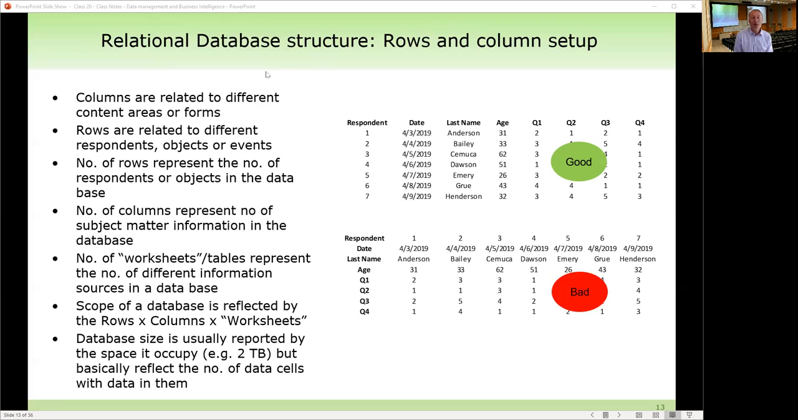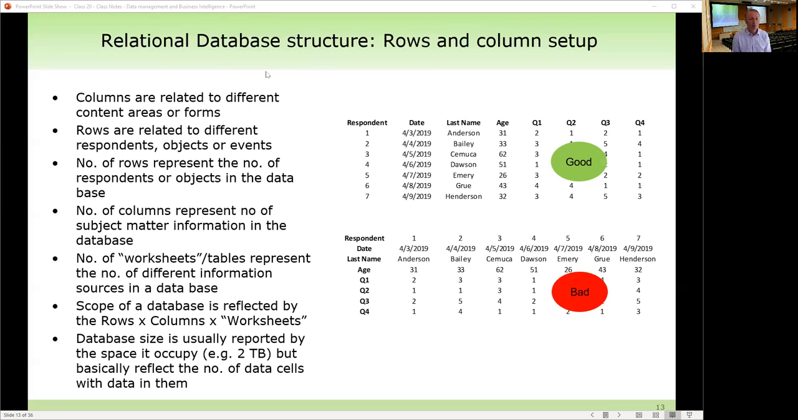We can maybe have 1 million rows, but we typically would not have 1 million different columns because that signifies the different types of data. So the number of rows represents in principle the number of respondents or objects that are being recorded, whereas the number of columns represents the number of subjects or variables of information that we deal with.